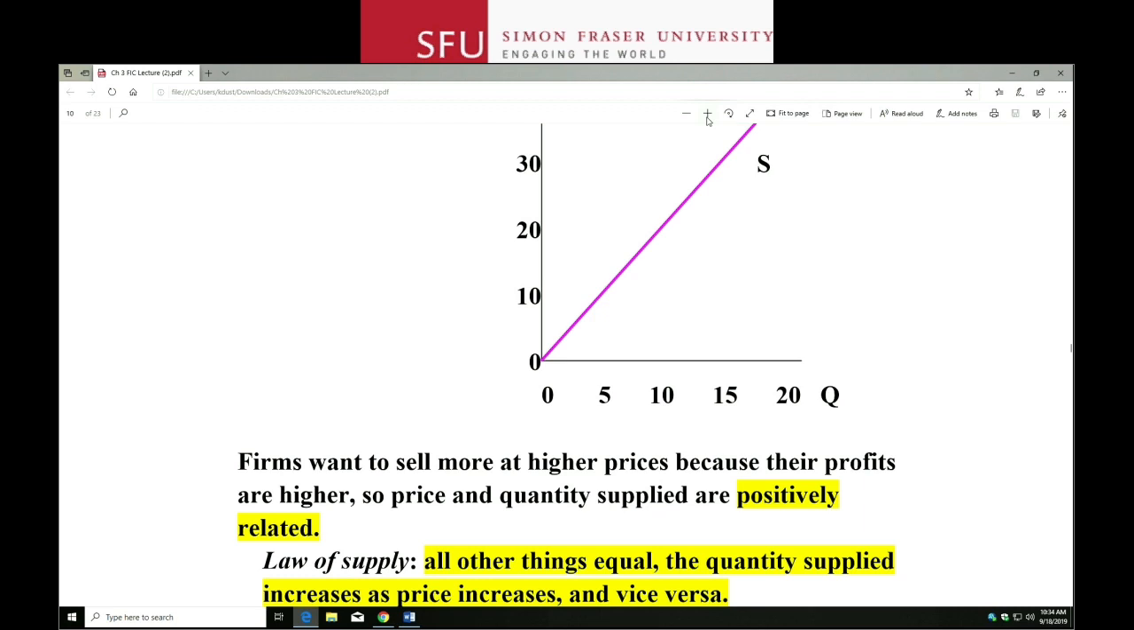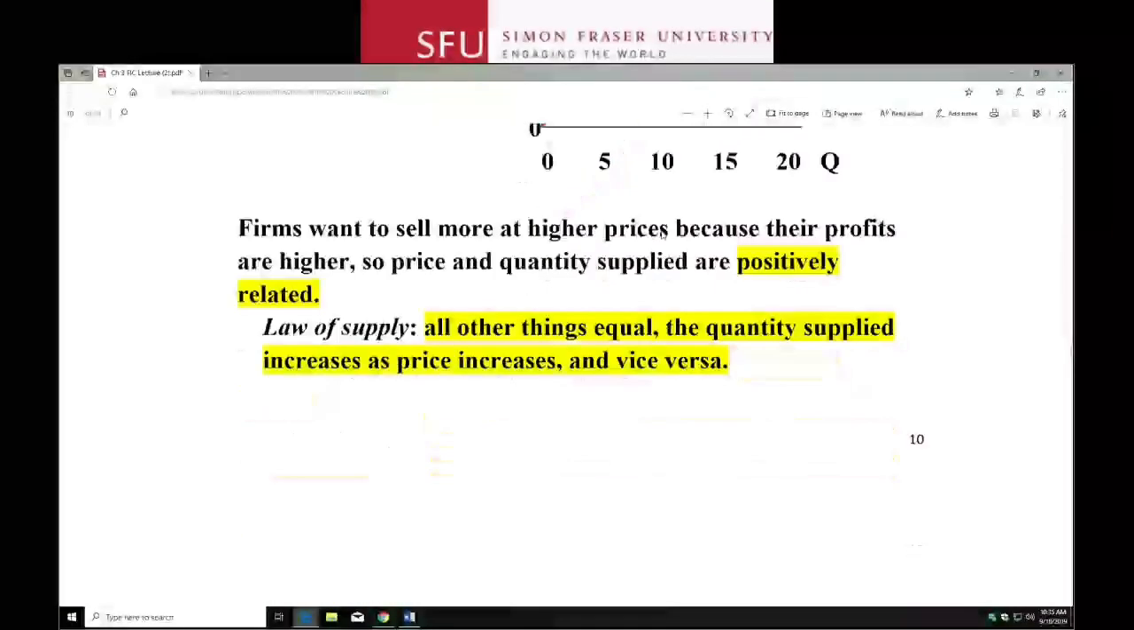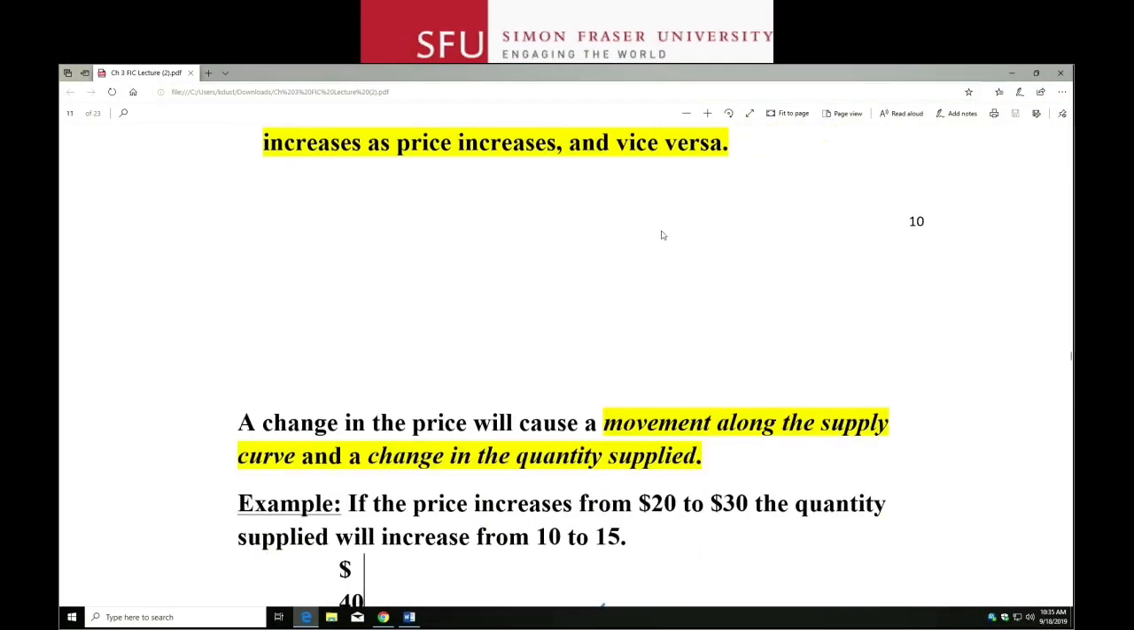So if there's a price change, it will cause a movement along the curve. So say at $10, if the price were $10, the supplier would be at this point on the supply curve, and at $20, they would be at that point. Okay, so a change in price causes a movement, and then we call that a change in quantity supplied. So a change in the price will cause a movement along the supply curve and a change in the quantity supplied.